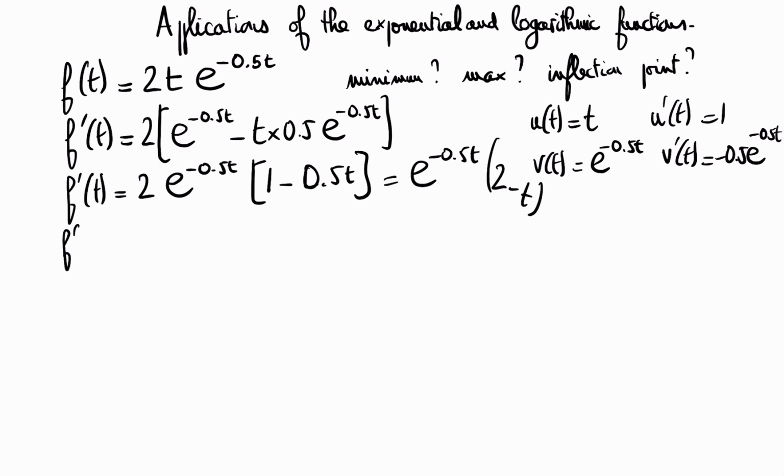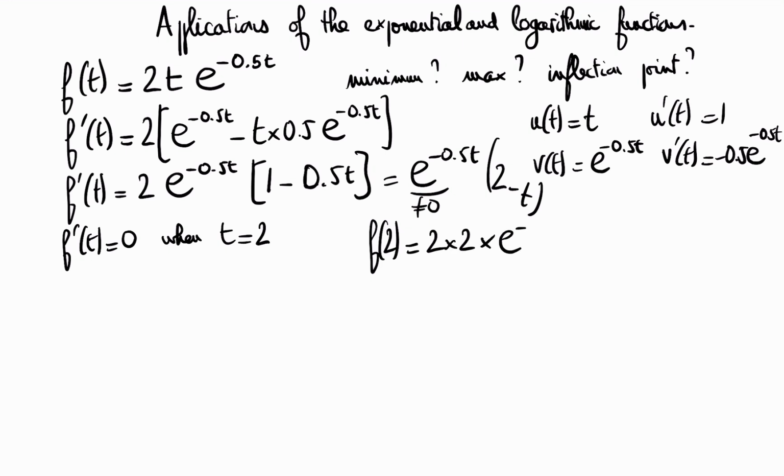So f prime of t is equal to 0 when, well, this is always different from 0, so when t equals 2. What is the value at that point? Well, f of 2 is equal to 2 times 2 times e to the minus 0.5 times 2, which is 4 e to the minus 1, which is 4 over e. So therefore, there is an extremum at the point 2, 4 over e.